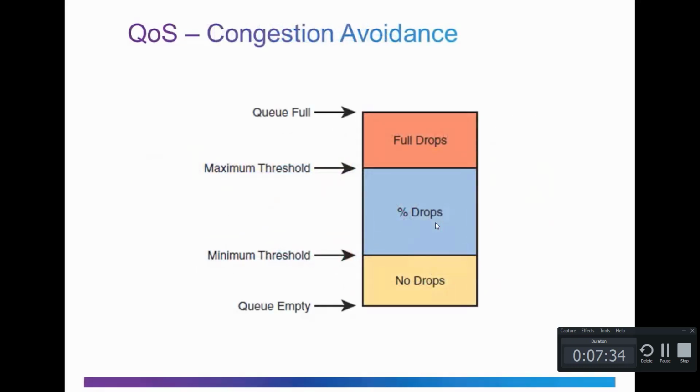The main mechanism of congestion avoidance in QoS on Cisco routers and switches is weighted random early detection, or WRED. With weighted random early detection, a percentage of the packets are dropped once we've gone over the minimum threshold in a queue. If the queue has gone over the maximum threshold, then packets are automatically dropped.